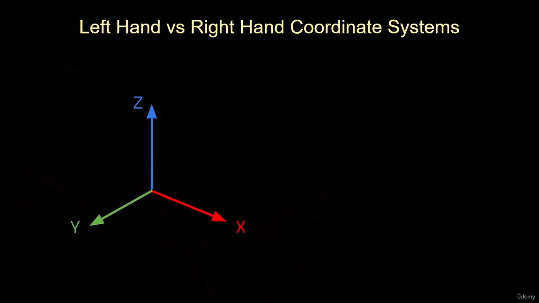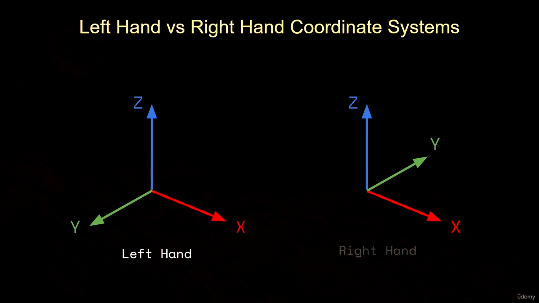Now, there are two conventions when it comes to using a three-dimensional coordinate system. There's this way, and there's this other way. Notice the coordinate system to the right has its y-axis pointed in the opposite direction. Now, the coordinate system to the left is known as the left-hand coordinate system, and the coordinate system to the right is called the right-hand coordinate system.